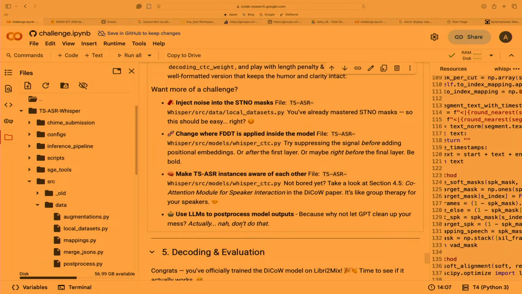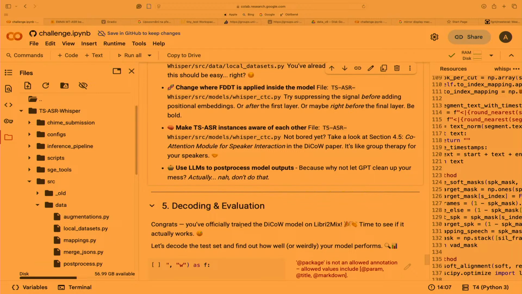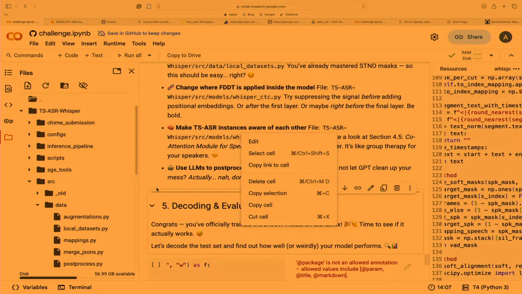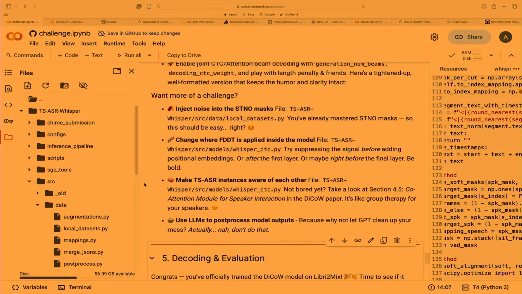And you can also use LLMs to post-process the outputs, but nah, don't do that. I don't like LLMs, but I use them. Like this was generated with an LLM. So yeah, that's pretty much it.